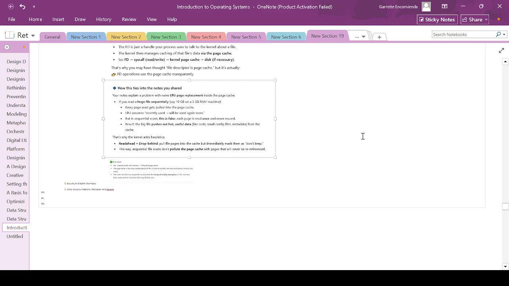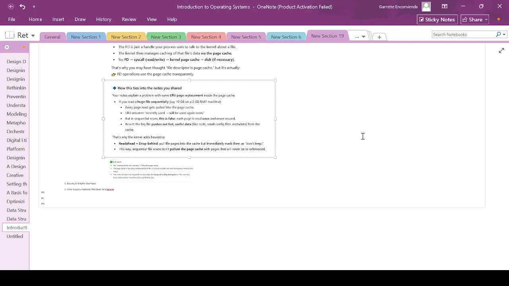Your notes explain a problem with naive LRU page replacement inside the page cache. If you read a huge file sequentially, say 10 gig on a 2 gig RAM machine, every page read gets pulled into the page cache. LRU assumes recently used will be used again soon. Since we have this page cache, just using LRU will assume recently or most frequently used will be there, therefore not optimizing the page cache. But in sequential scans, this is false. Each page is read once and never reused. Result: the big file pushes out useful data like code, small config files, and metadata from the cache.